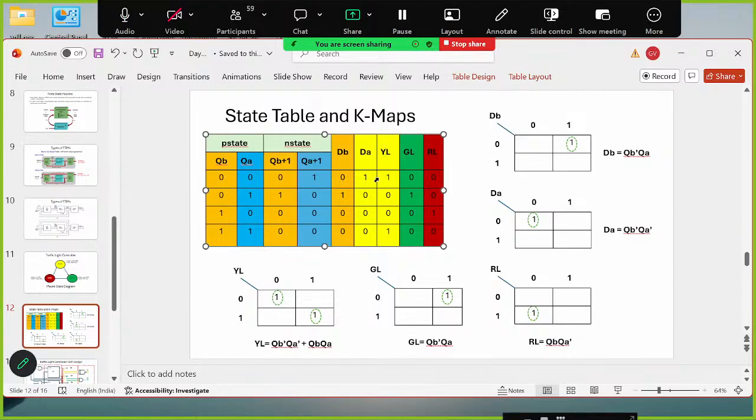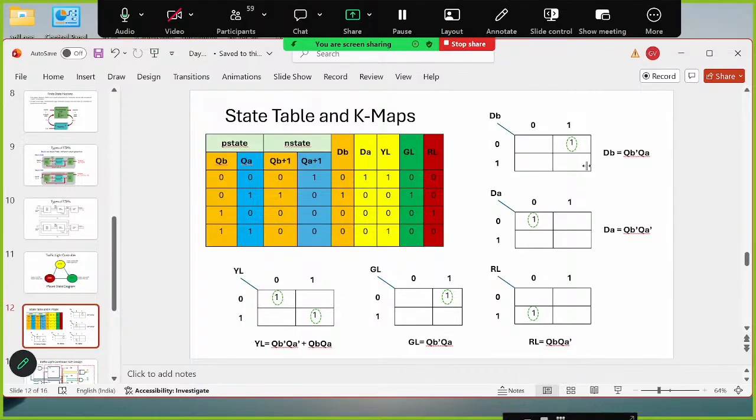Similar output is 1 for 0,0 and 1,1. So there are two ways. Similarly for green light, this, and similarly for red light, this. Very simple and straightforward observation over here. Now using this information, these Boolean expressions, you can create your state machine diagram.